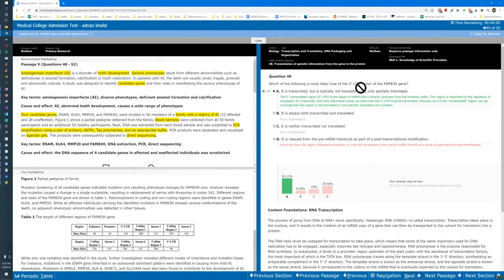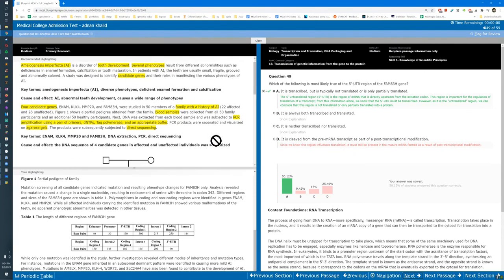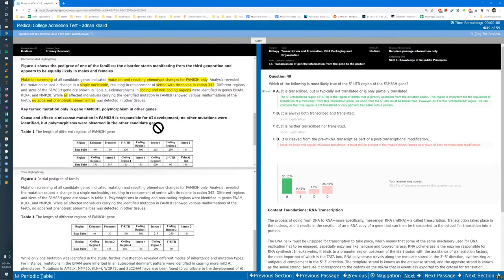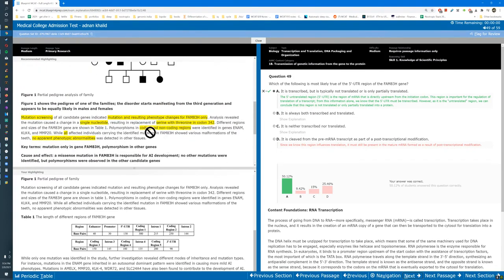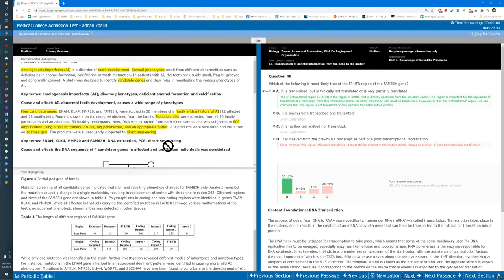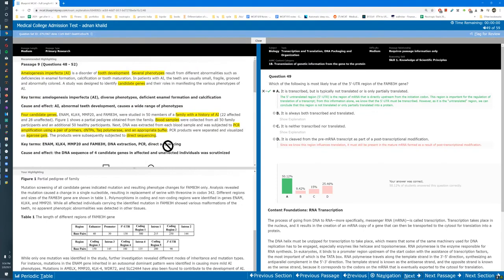Okay, so it's an untranslated region. That's what that stands for. I'm sure it says it, but you should definitely know it. Non-coding regions, but anyway, UTR means untranslated region, okay? So it's transcribed, but it's not going to be translated.